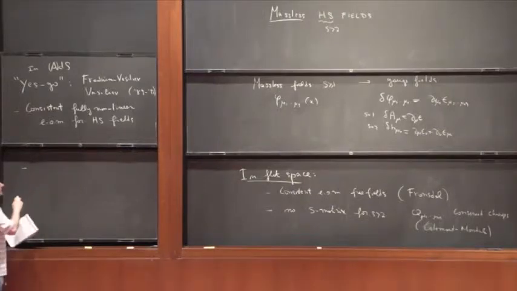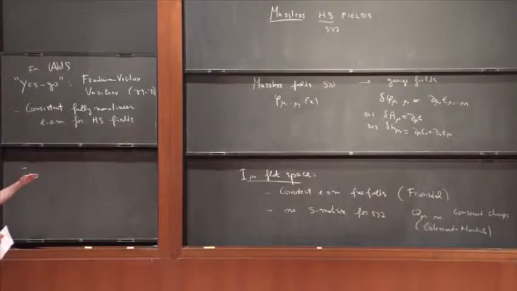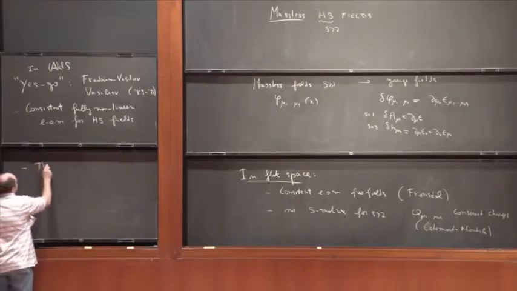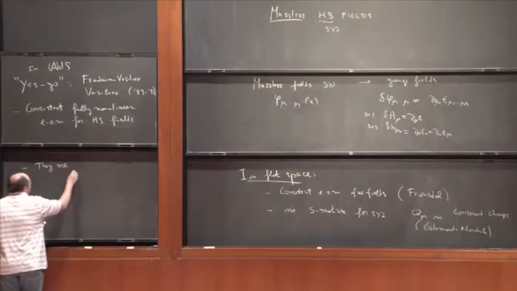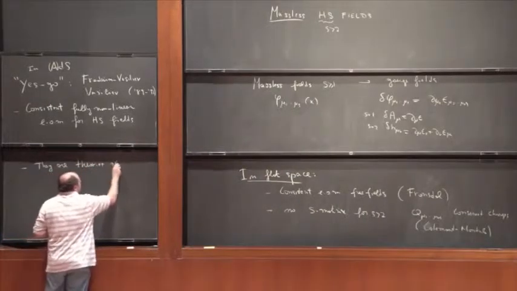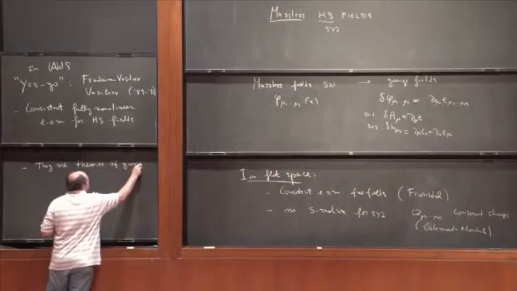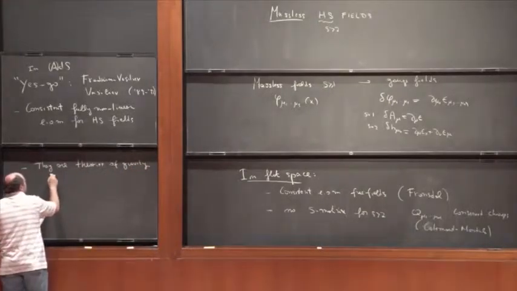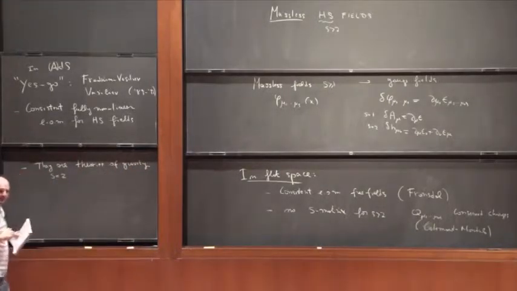One important thing about these theories is that in particular they are theories of gravity. Okay, they always contain spin 2. You cannot avoid the spin 2. So they are in particular theories of gravity. There is always a spin 2 particle in the spectrum. Okay? Another important feature of these theories is that they involve infinite towers of fields of all spins.